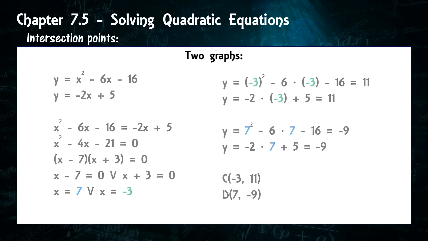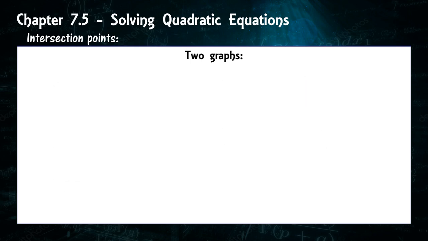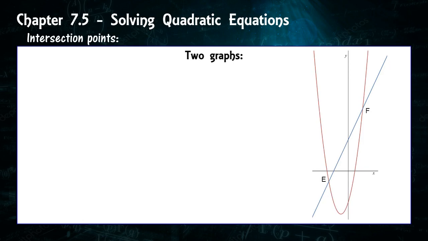Why don't you try one yourself? Let me bring out a new coordinate plane with two graphs. Your job is to find the coordinates of intersection points E and F. The parabola follows the formula y is x squared plus 3x minus 6. And the linear line is defined by the formula y is 2x plus 6. Ready, set, solve!